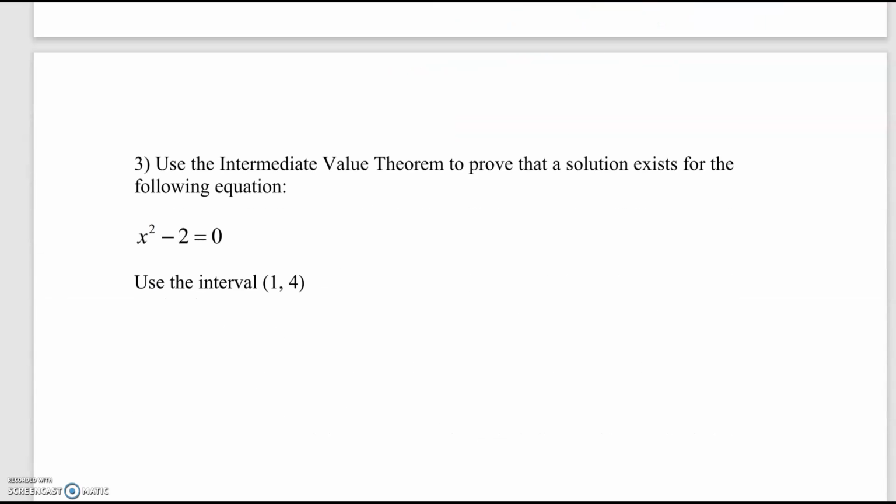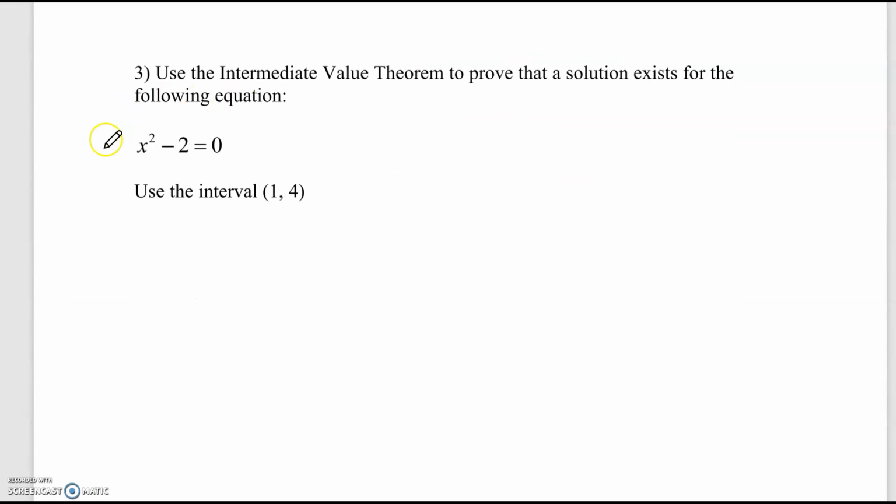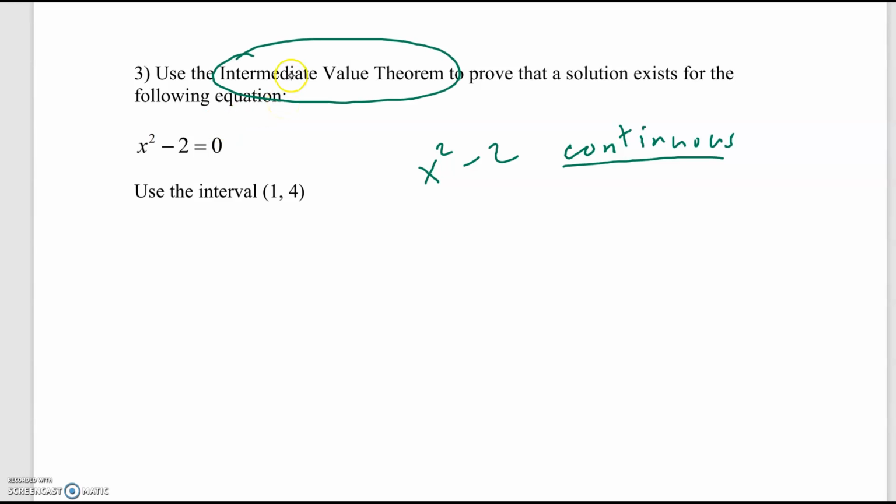Number 3, intermediate value theorem. So first thing you had to do was make a statement that x squared minus 2, or another version that was e to the x minus 2, is continuous. If you didn't establish that function is continuous, you did not get full credit, because that's the whole point of intermediate value theorem, it only is true for continuous functions.